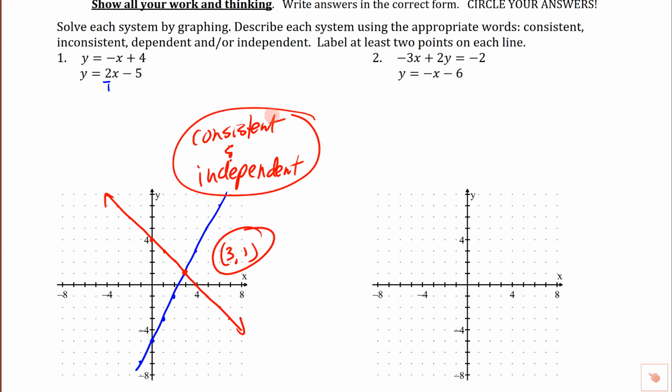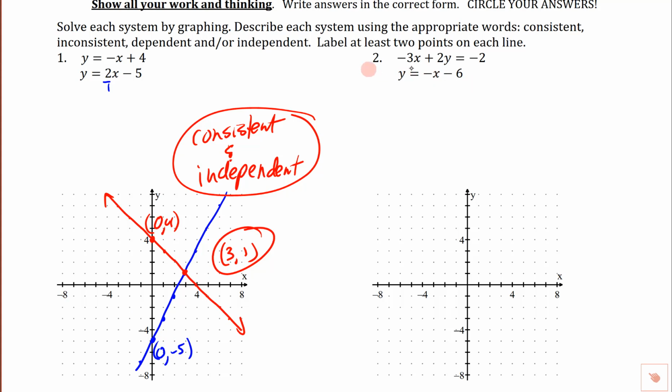Now again, we want to make sure that we've got 2 points on each one of these lines. So the easiest point to graph would be the y-intercept other than that point of intersection. So this is going to be the point 0, 4. And the other one's going to be the point, let's see, that was a 0, -5. So we've got a point on each line. We've got the intersection point, and we're all set to go there. Let's take a look at the next one.